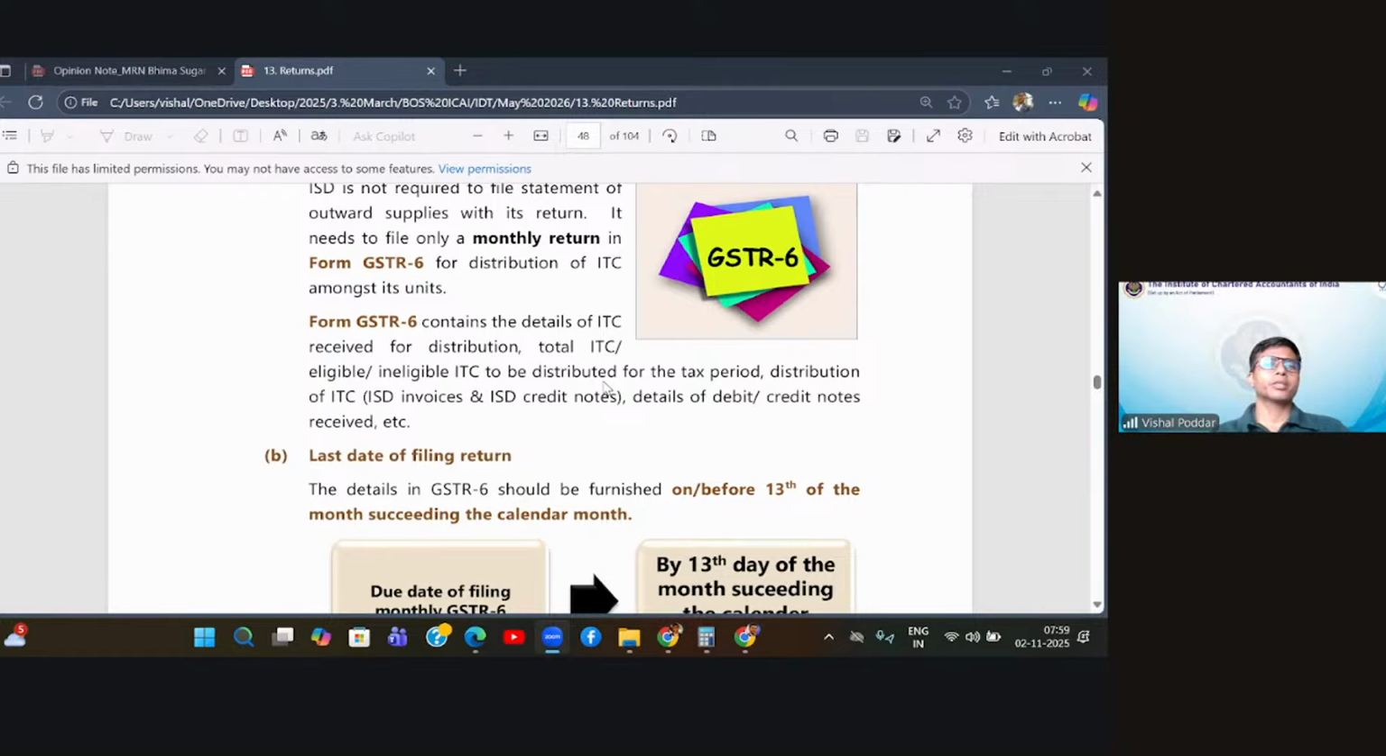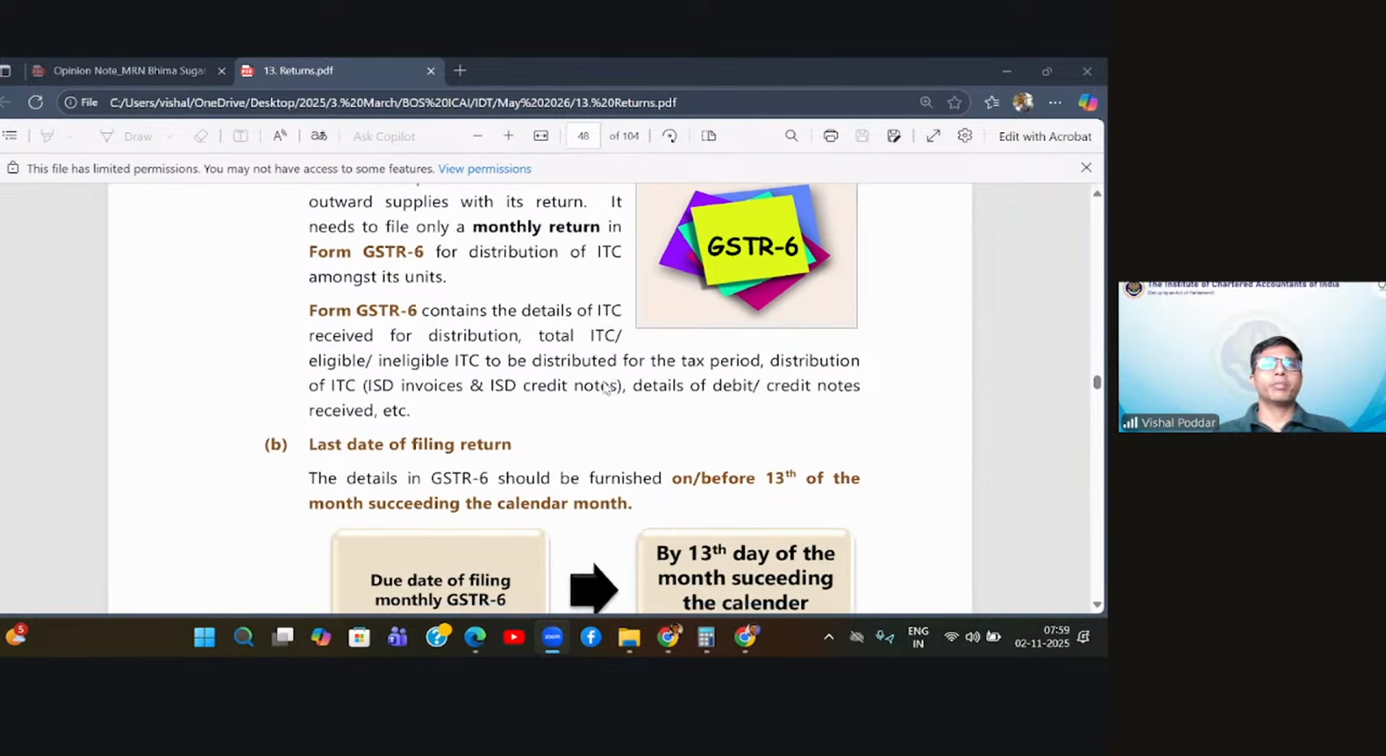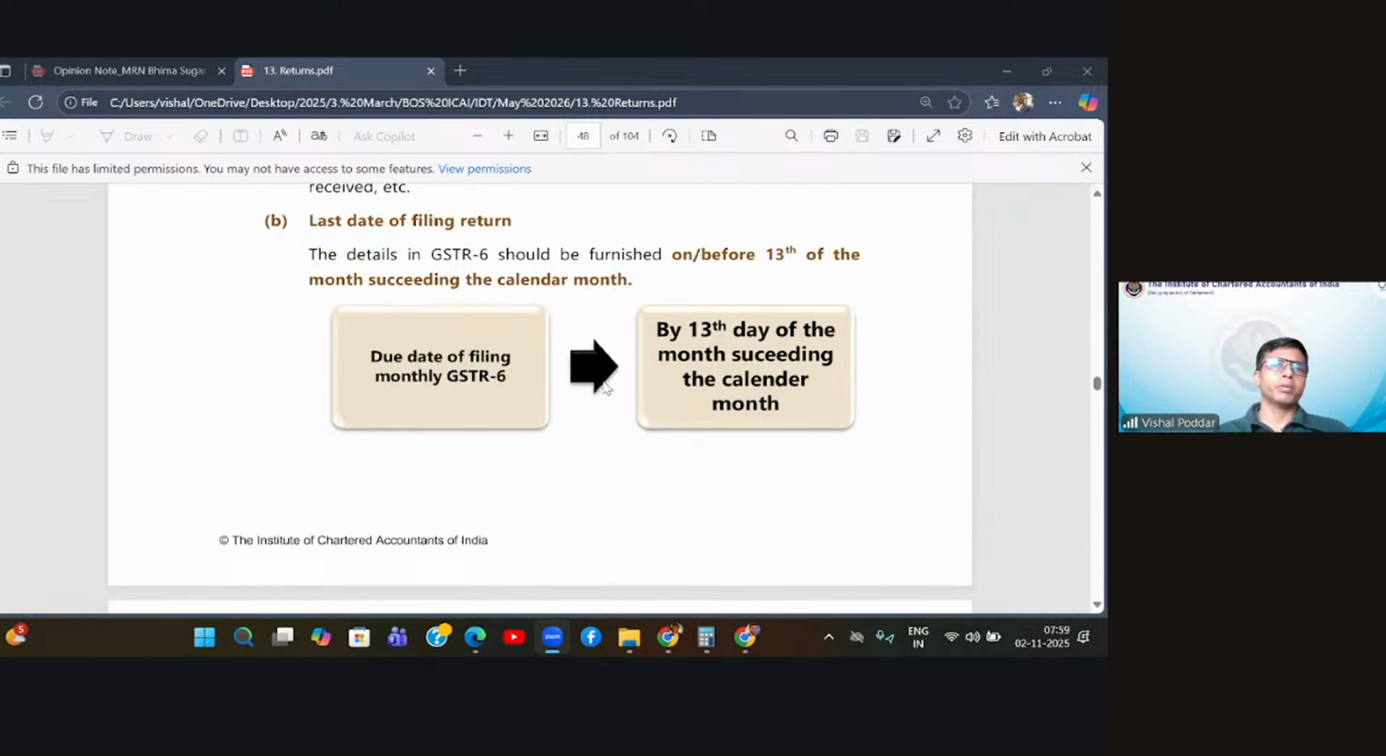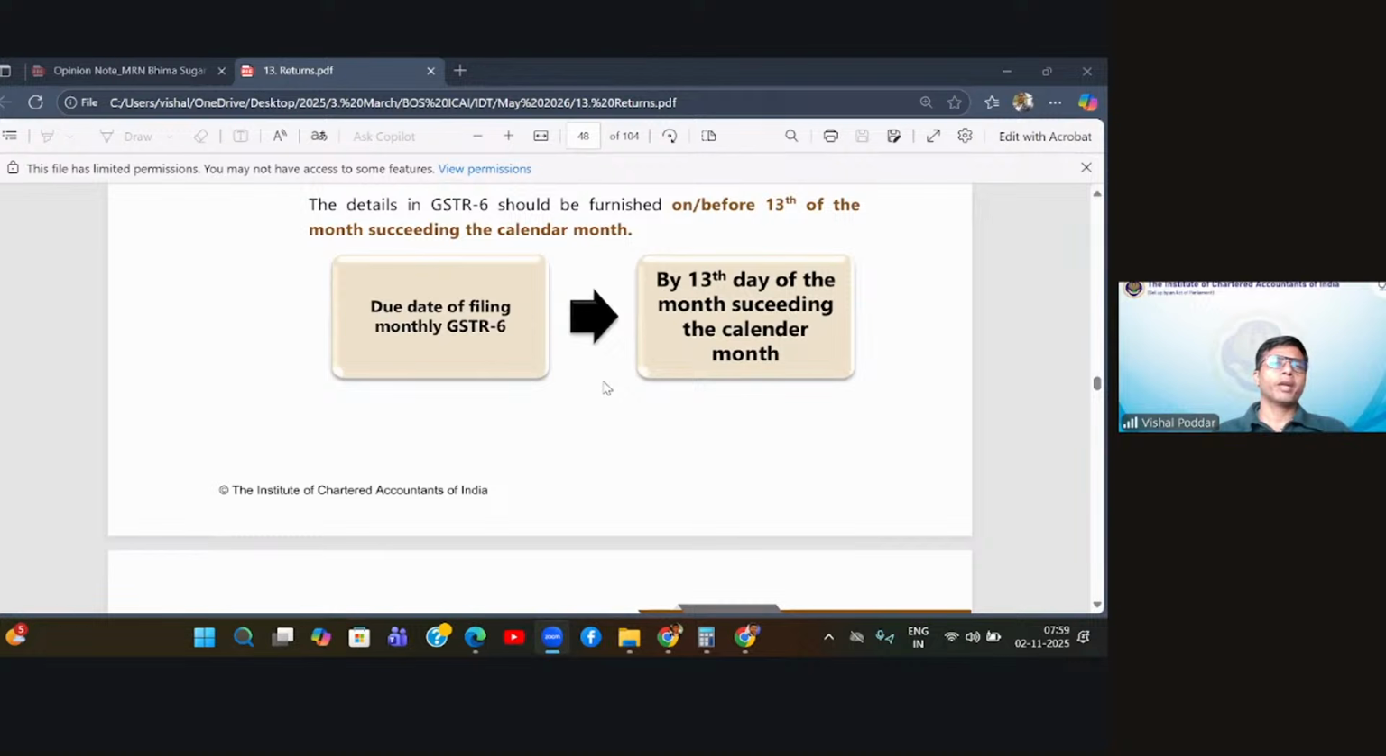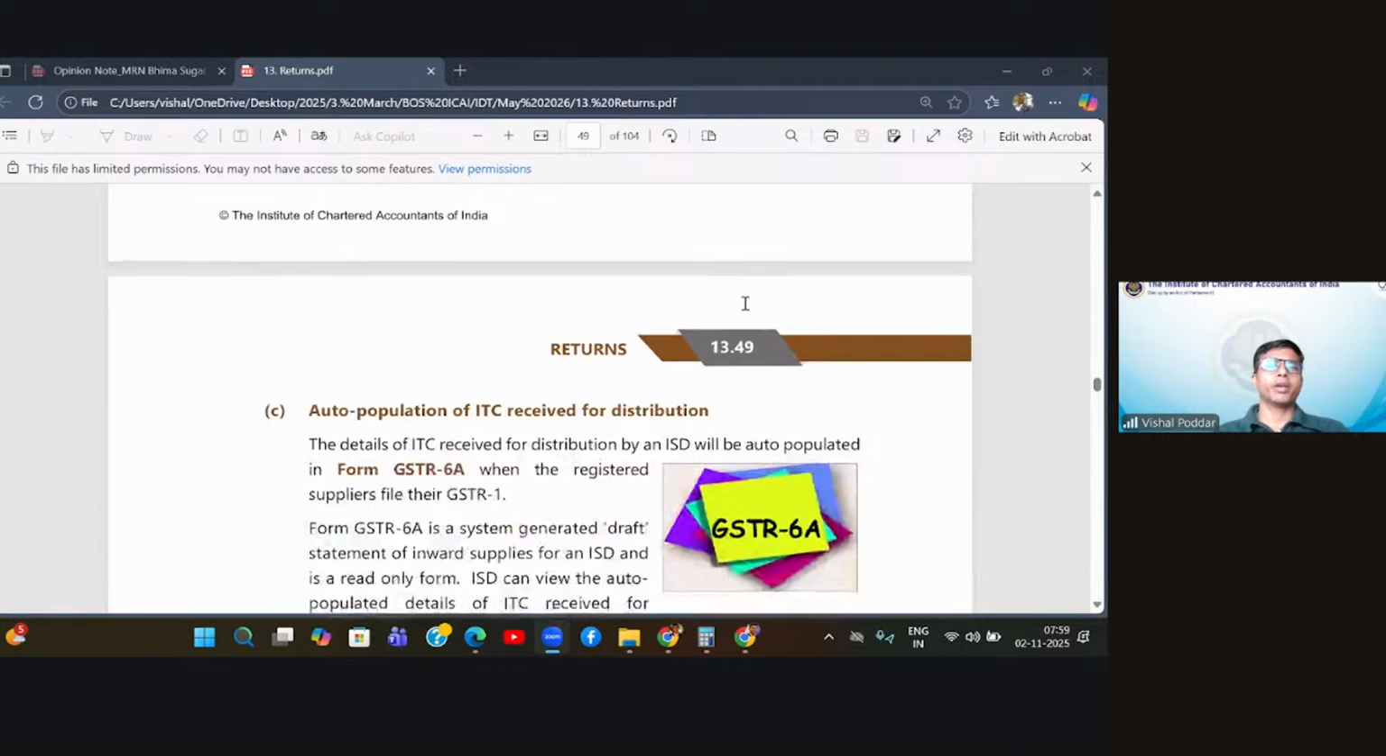So GSTR 6 will basically contain all these details of whatever ITC they have distributed. And if after distribution they have raised some debit credit notes, that will be given. And on the inward side, whatever ITC they have received from outside suppliers, plus if outside suppliers have given them any debit note, credit note, all those things will be reported. Now the due date for filing GSTR 6: every month, after the end of the month, by the next month's 13th, you have to file this return.